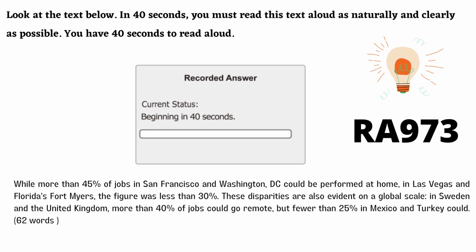While more than 45% of jobs in San Francisco and Washington, D.C. could be performed at home, in Las Vegas and Florida's Fort Myers, the figure was less than 30%. These disparities are also evident on a global scale. In Sweden and the United Kingdom, more than 40% of jobs could go remote, but fewer than 25% in Mexico and Turkey could.